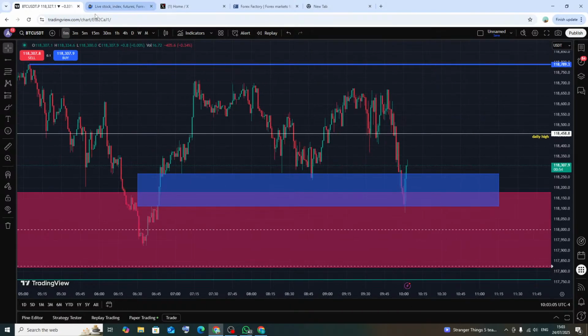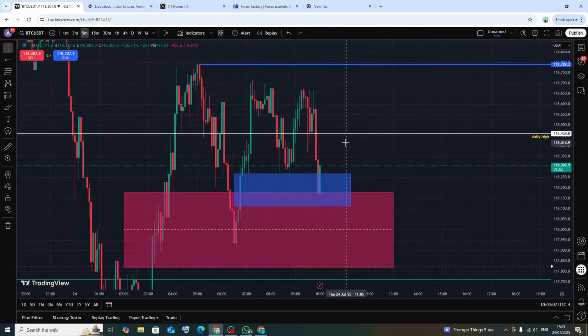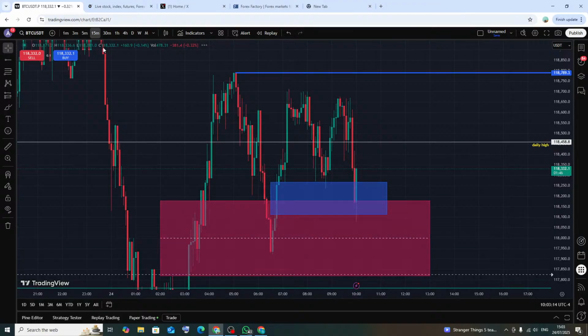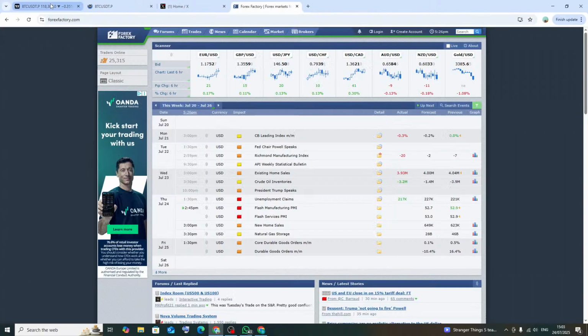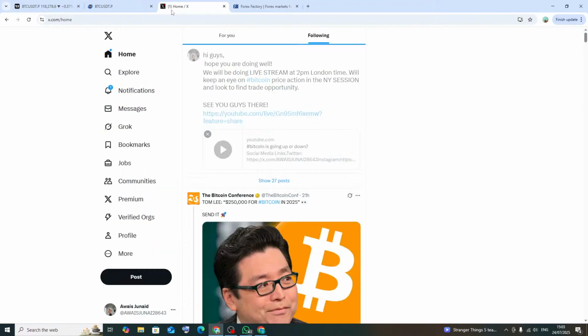Up till now, not at all an ideal trading environment. Very choppy and very jagged. Not a very good opening of this new session. We can anticipate that this week.